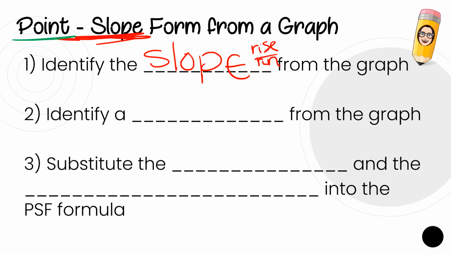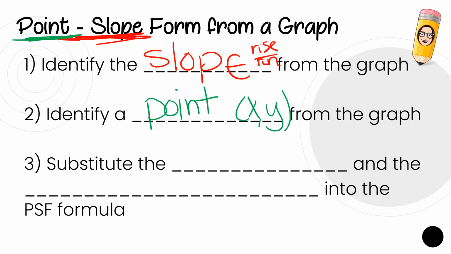Secondly, it's in the name, point. You need to identify a point from the graph. Now, it can be any point. Sometimes I might give you a directive to use the dot that I have made large and obvious. But on an assessment, you can use any point that you see that's exact on the graph.